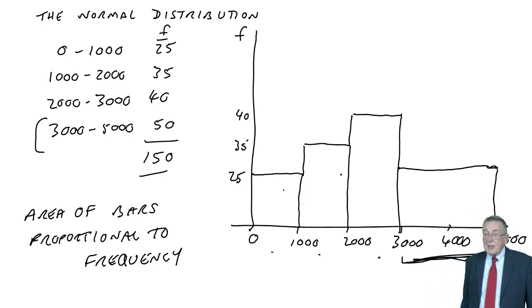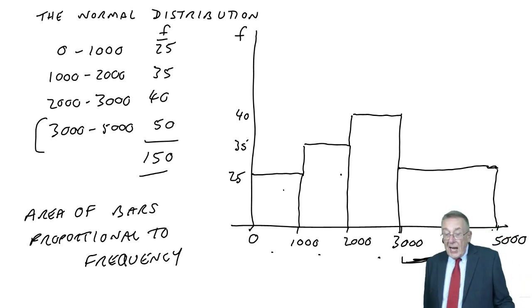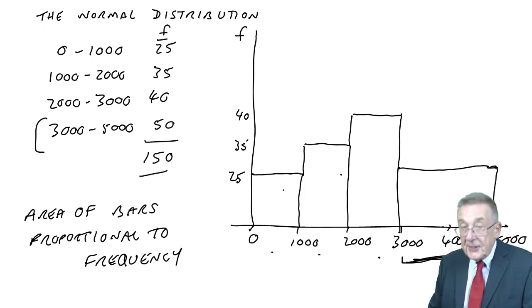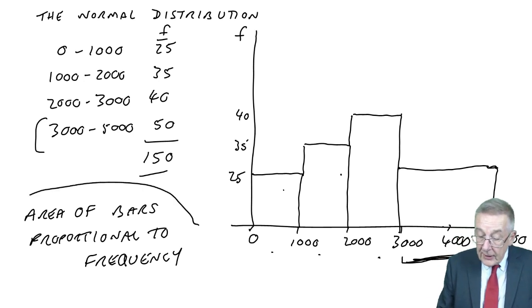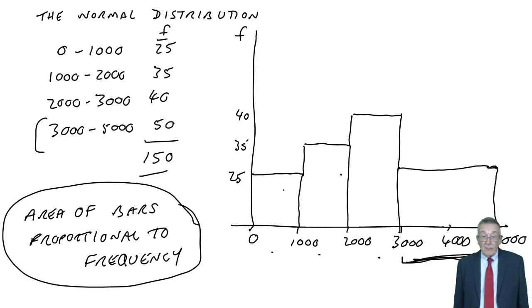And that should make sense. I keep saying we've lost accuracy, but it's like saying, oh, 3 to 4,000 is half of it and 4 to 5,000 is the other half. So they're both 25, and it's now much more representative of what's actually happening. But again, importantly, the area of the bars is proportional to frequency.